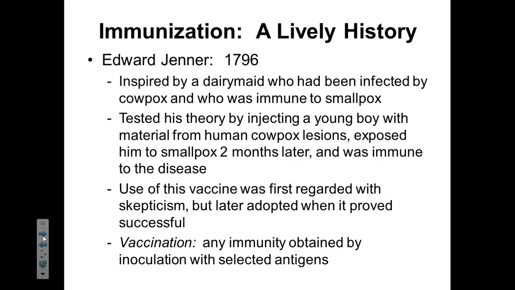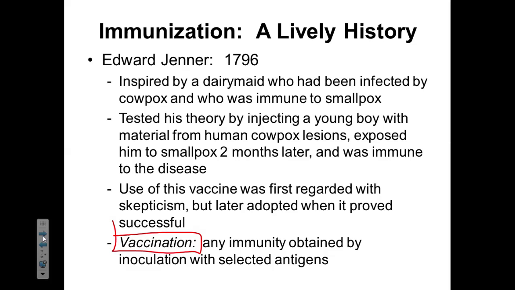And 2 months later, he took that same young boy and gave him the smallpox virus. It's highly unethical, and you absolutely cannot do research like that now with all the ethical boards that are in place, thank goodness. He found, though, that the young boy, thankfully, did not contract smallpox. His earlier inoculation with cowpox rendered him immune to smallpox. This is the very first use of vaccine, and it was initially regarded with a lot of skepticism, but later was adopted when it was proven to be successful.